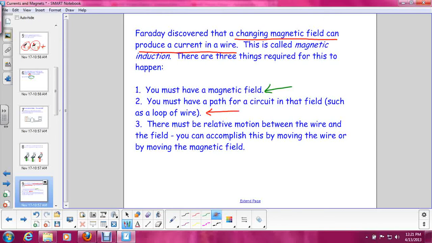And three, there must be relative motion between the wire and the field. That means one or both of these has to be moving. So you can move the wire and hold the magnet still, or you can hold the wire still and move the magnet. But either way, you need some kind of movement to get that changing magnetic field.